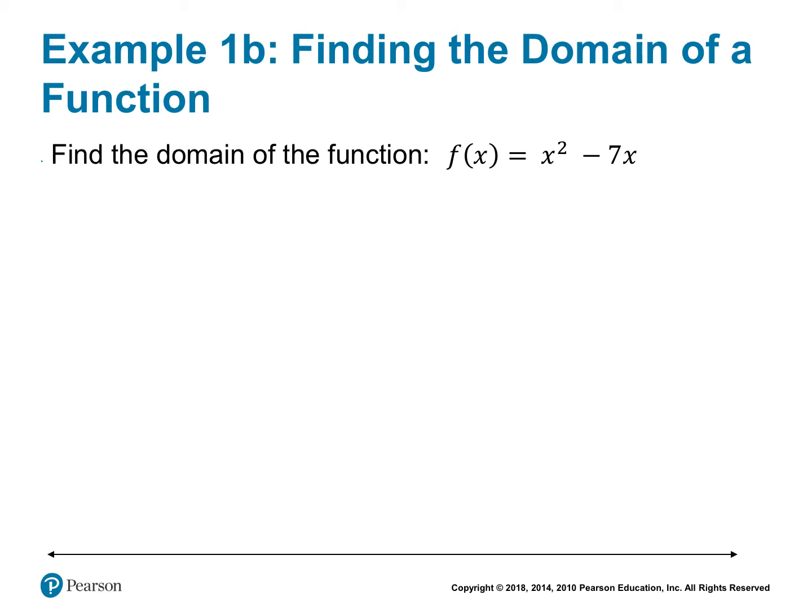Okay, let's try another one. This one says find the domain of this function, f of x equals x squared minus 7x. If we think back to our rules, we can't have division by 0. We also cannot have the square root of a negative number. So this is not going to involve either of those, which means any real number will work. I'm saying real number because there is such a thing as imaginary numbers. We're not going to be talking about those today. Any real number x will work.